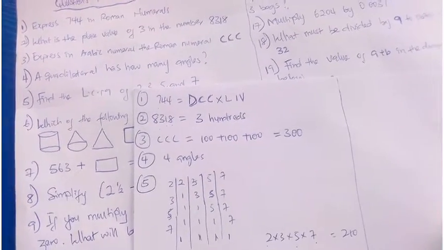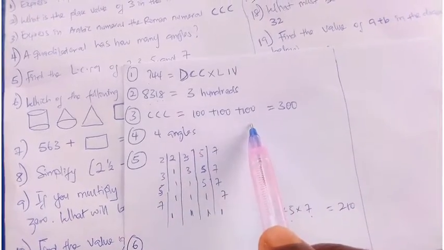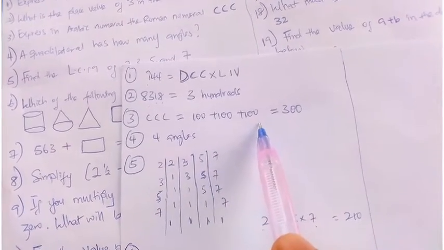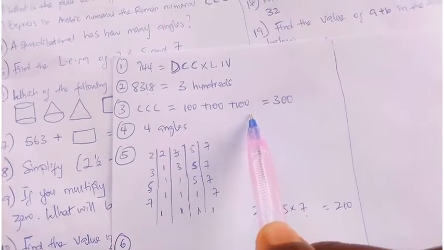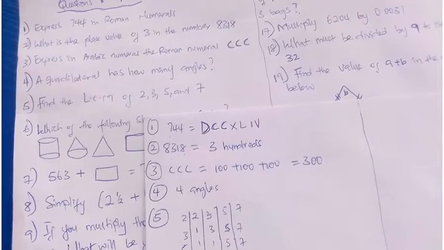Now, number 3 question says, express in Arabic numeral the Roman numeral CCC. Each individual C is 100, so we have 3 C's. That becomes 100 times 3, or 100 in 3 places. That's 100 plus 100 plus 100, which gives me 300.